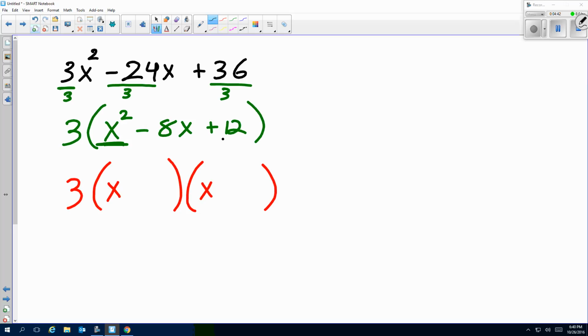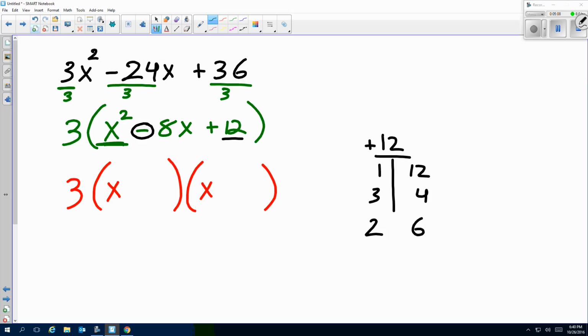Now let's think about this number, positive 12. Positive 12 is not too bad. It can break into numbers like 1 and 12, 3 and 4, maybe even 2 and 6. But this is what gets really interesting. I see that this number right here is negative. If I have a whole bunch of positive numbers, there's no way they're ever going to become negative.